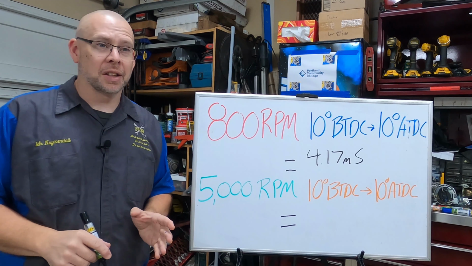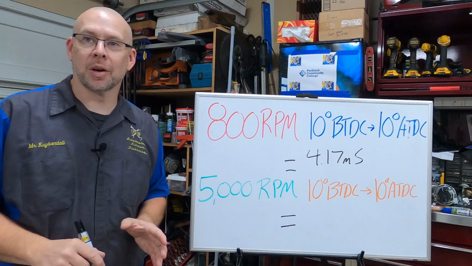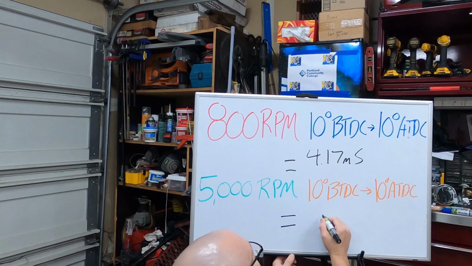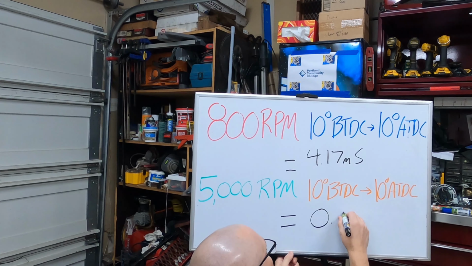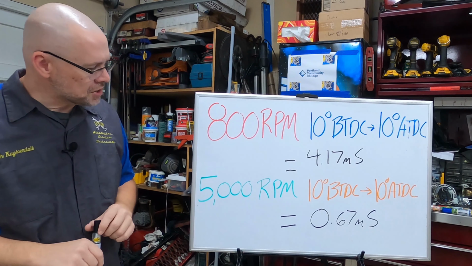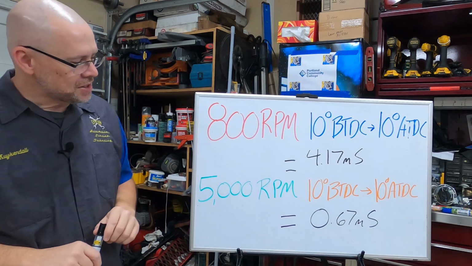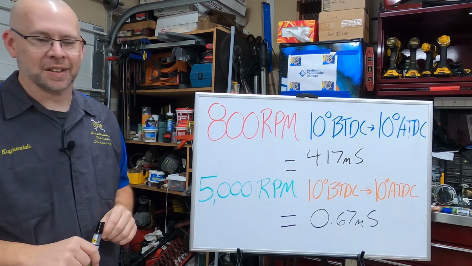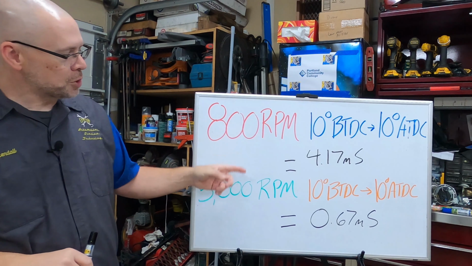But if we get on it, if we speed this up to 5,000 RPM, now that same 20 degree span from 10 degrees before top dead to 10 degrees after takes just 67 hundredths of a millisecond. That's how much we sped that up.